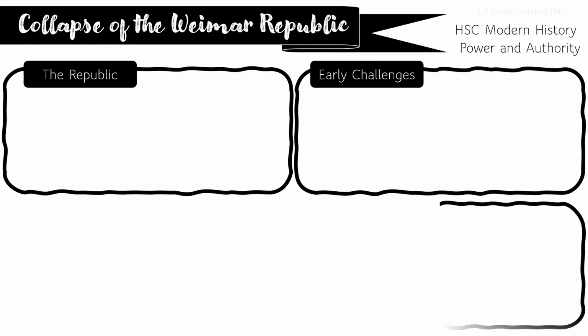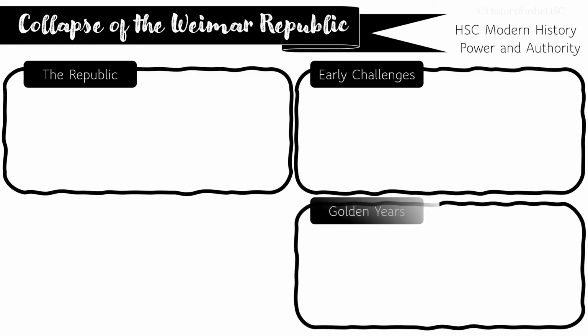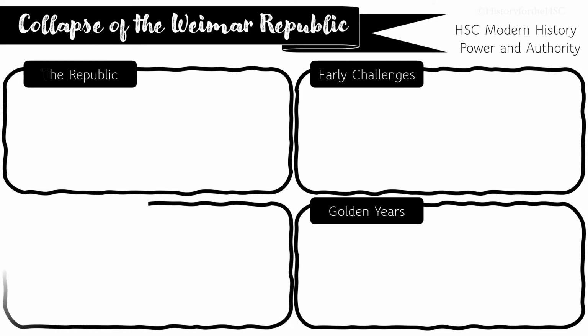We're then going to focus on what is sometimes called the golden years of the Weimar Republic, particularly under Minister Stresemann, and how the Weimar Republic looked as if it were going to solve many of these problems and go on to great things. And lastly, we're going to look at the eventual collapse of the Weimar Republic, what caused that, and how that sowed the seeds for the rise of Hitler and the Nazi Party. So please join me as we study the collapse of the Weimar Republic.